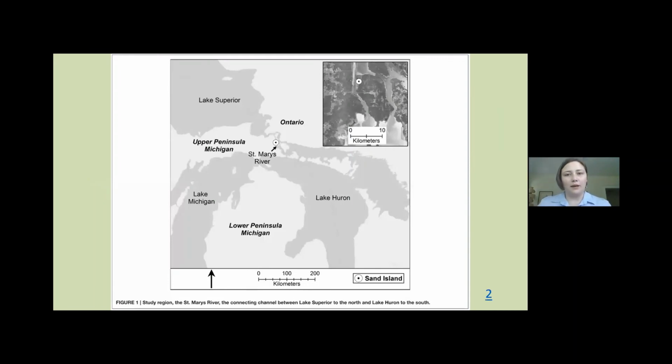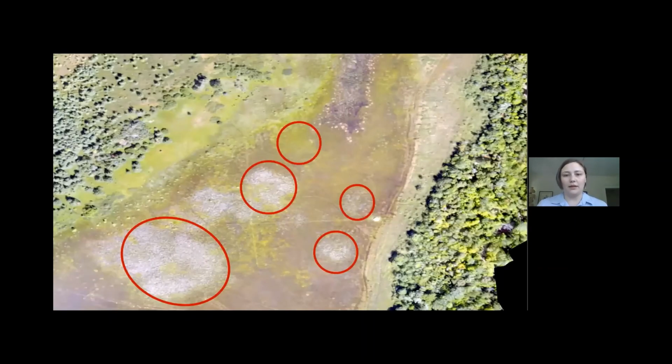So this is where my sampling location was. Here we have Michigan and Lake Michigan. It was located in the St. Mary's River on an island. This is the river connecting Lake Superior and Lake Huron. Here's an aerial photo of the site.